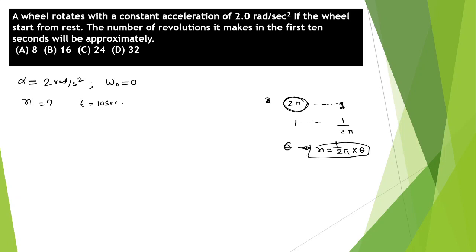So somehow we have to find out the value of theta. If I get the value of theta, then we have to divide by 2 pi. Okay, so let's try. How can we get the value of theta?